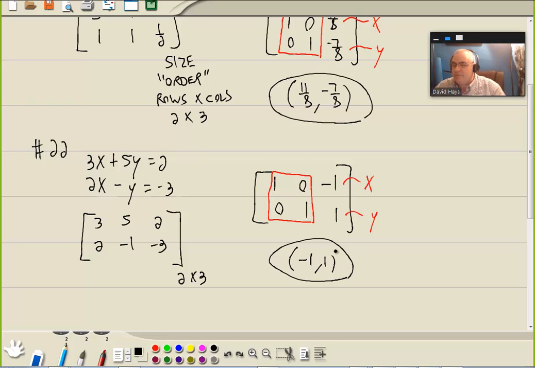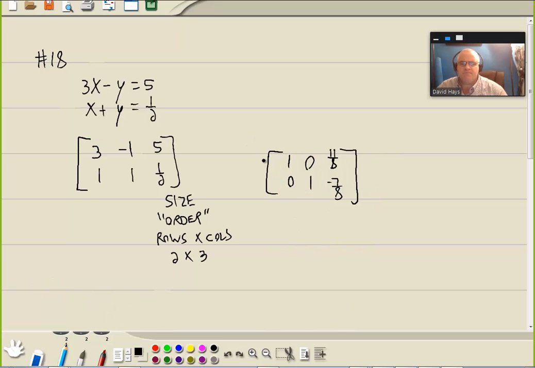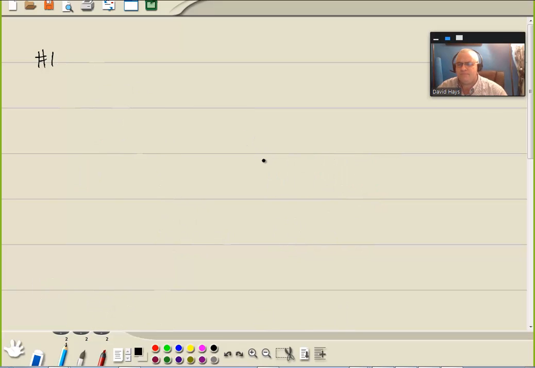Now I'm going to talk about the oddball cases after I work one out of the next section. Let me clear off this page. And let's look at number 6. Hopefully this is not an oddball case.